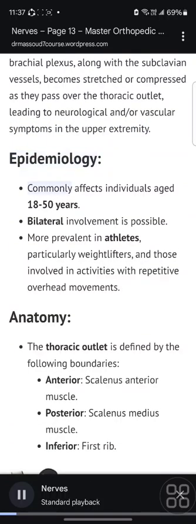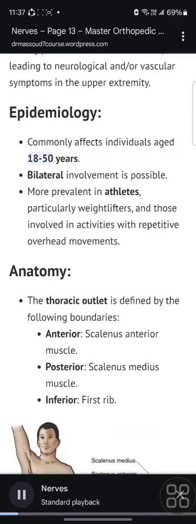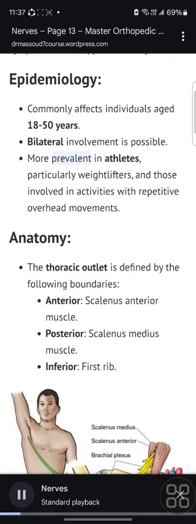Epidemiology. Commonly affects individuals aged 18 to 50 years. Bilateral involvement is possible, more prevalent in athletes, particularly weightlifters, and those involved in activities with repetitive overhead movements.